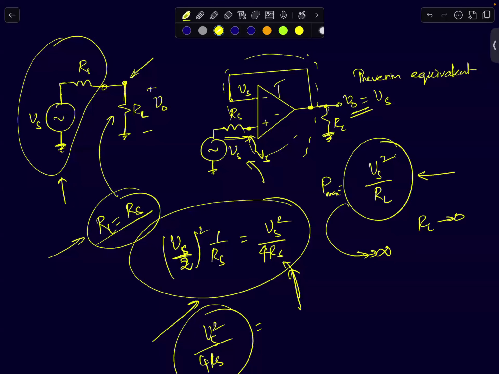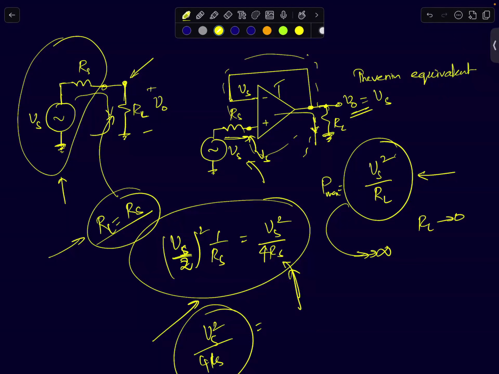The op-amp is now supplying the current. Previously, the voltage source was supplying current to the load resistance, but now the op-amp is supplying the current. So this is one example. You might wonder, why would I need a voltage follower? It's just a unity gain amplifier. Why would I need it?